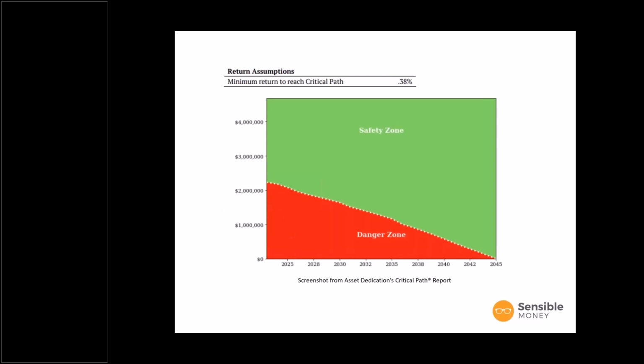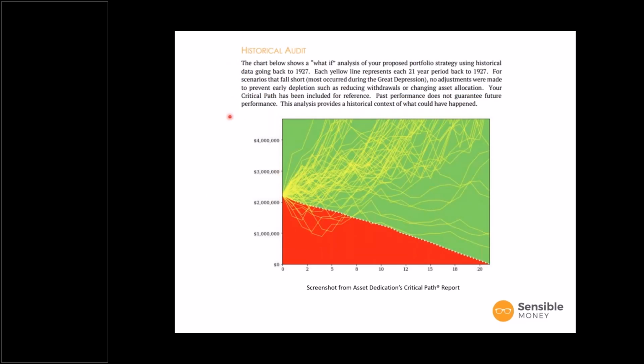Then Larry and Ellen's withdrawals are tested over history, what's called a historical audit. In this case, it went back to 1927, and each yellow line represents a distinct 21-year period. The Great Depression is in here, and if Larry and Ellen retired during one of those times, they would have watched their portfolio go down to below $1 million. That would have been terrifying. But if they stuck with it, it would have recovered. In their case, all of the yellow lines finished in the green historically.